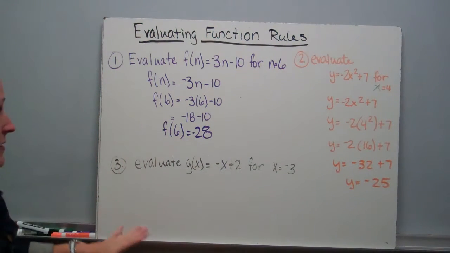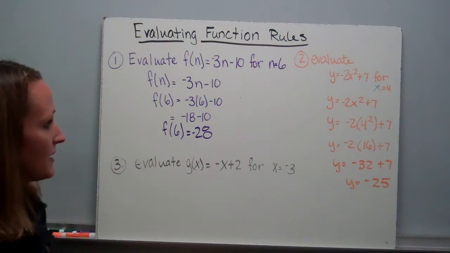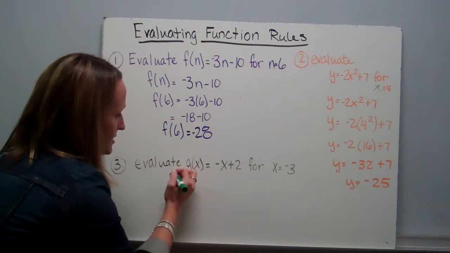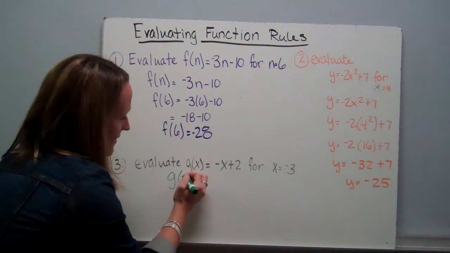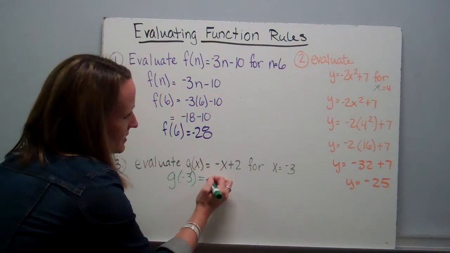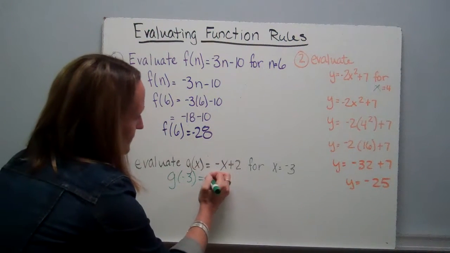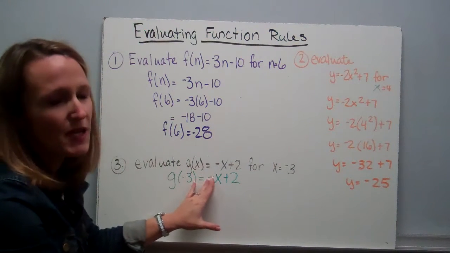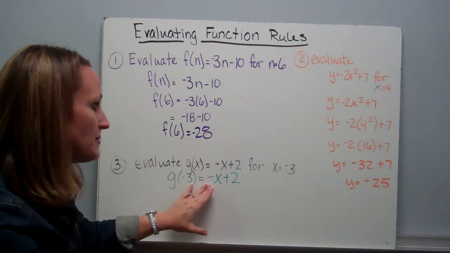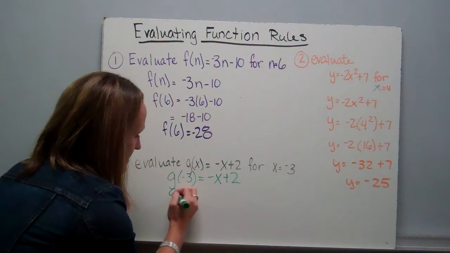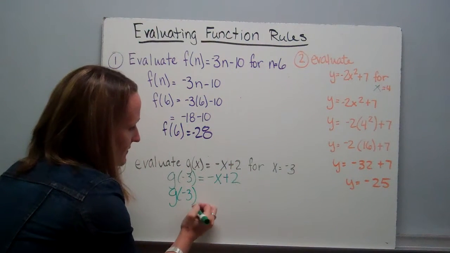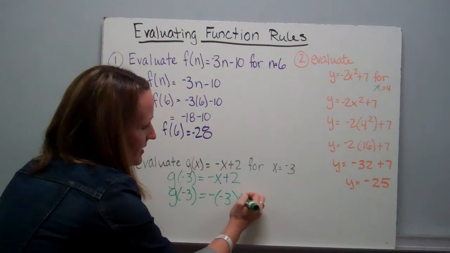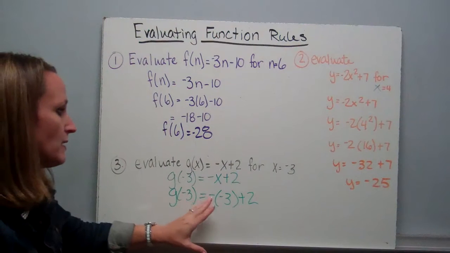Okay, so here's another one. Evaluate g of x for negative x plus 2 when x equals negative 3. So we're saying g of negative 3 is going to equal negative x plus 2. Well, remember that sometimes negative doesn't mean negative. It means the opposite of x. And in this case, our x value is already a negative. So here we have two negatives.